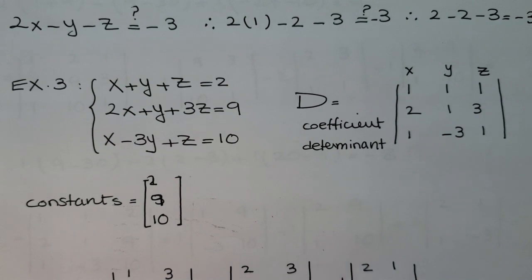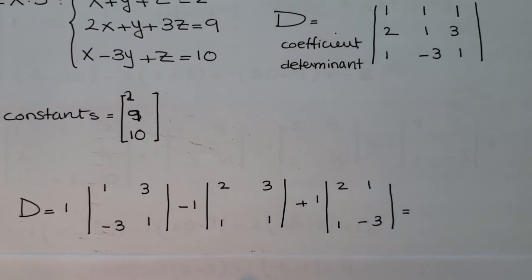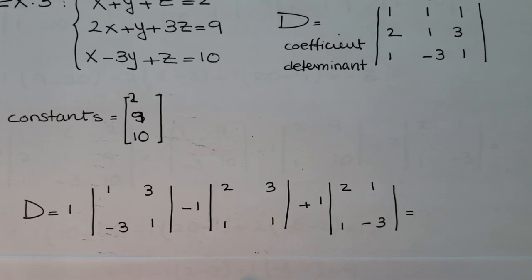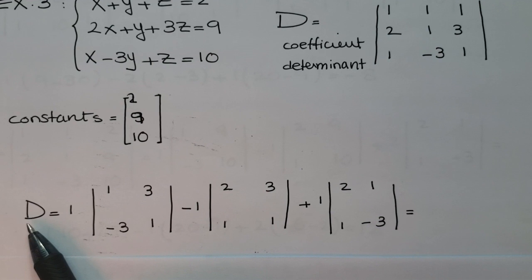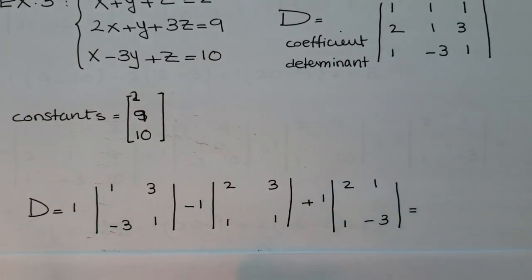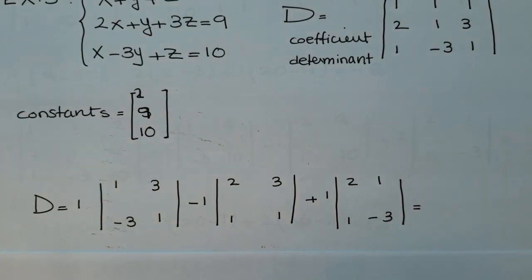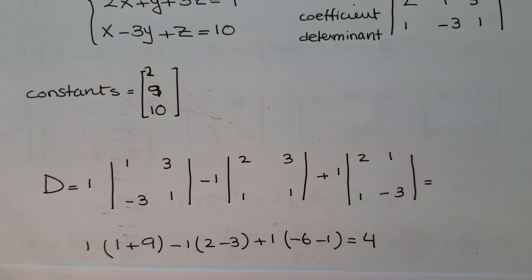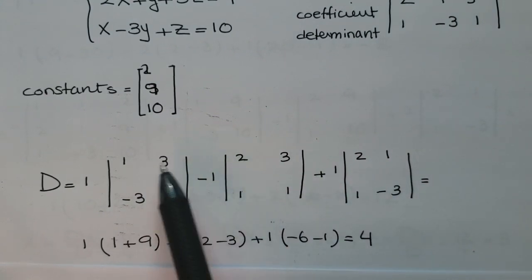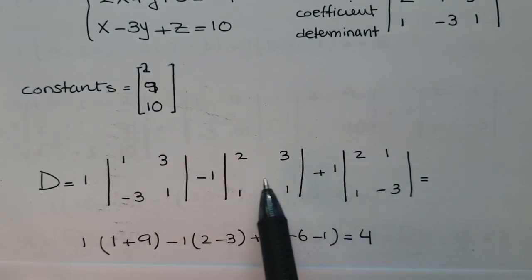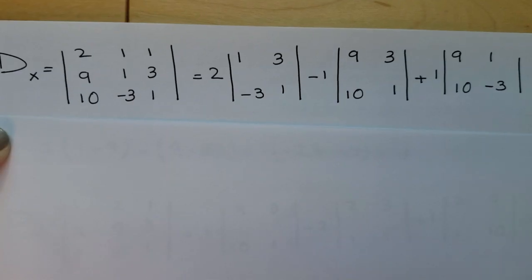The next step would be calculating the determinant, which is a 3 by 3 determinant, which breaks into 3 2 by 2, and then calculating the values and finding the answer. So after calculating all these 2 by 2 matrices determinants, your final answer should be equal to 4.